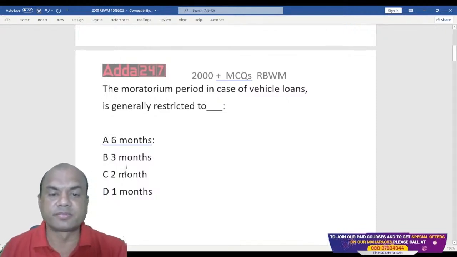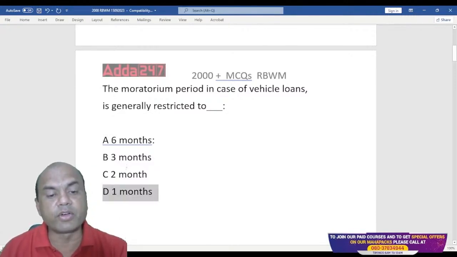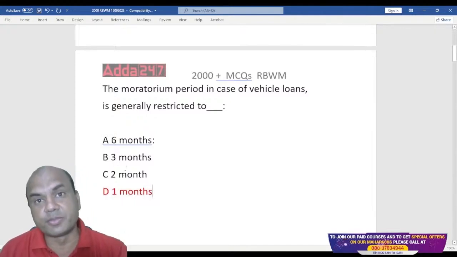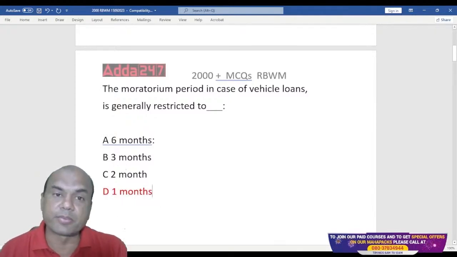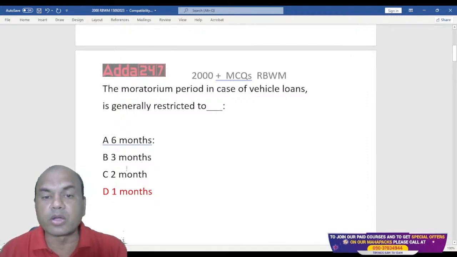Yes, it is. Actually, there is no moratorium period, but 1 month is considered as a moratorium period. Why? Because when we disburse the loan, after 1 month the customer starts repaying, right? That is the logic. So actually, there is no moratorium period. Okay, no moratorium period allowed for vehicle loans.